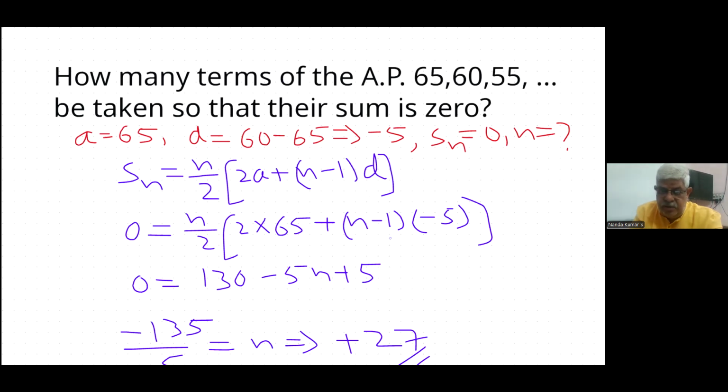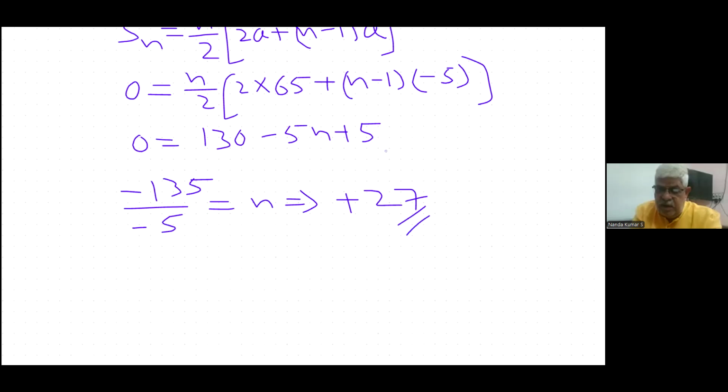Now n by 2 you shift to the left hand side. 2 by n into 0 gives you 0 equals 65 times 2 is 130. Minus into plus is minus 5n. Minus into minus is plus 5. Now my dear children, 130 plus 5 is 135. Shift to the other side, negative 135 divided by minus 5. So minus into minus is plus, 27 you are getting. So the number of terms is 27.